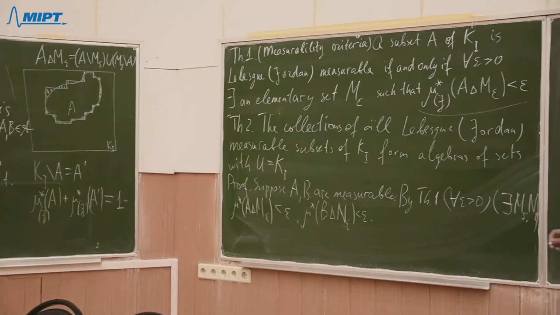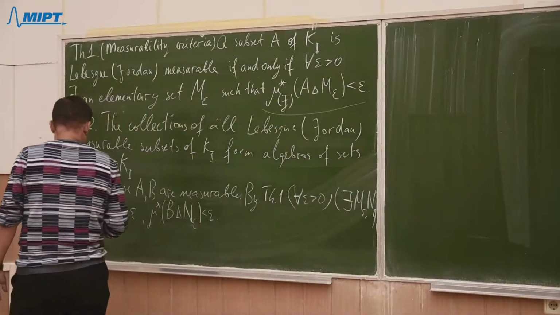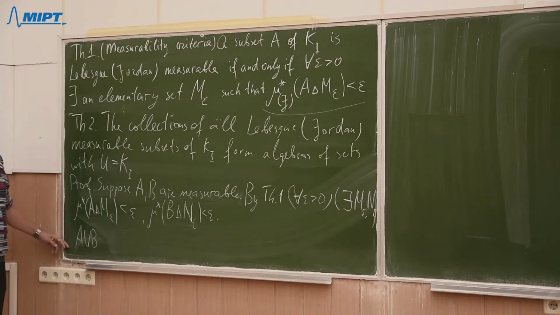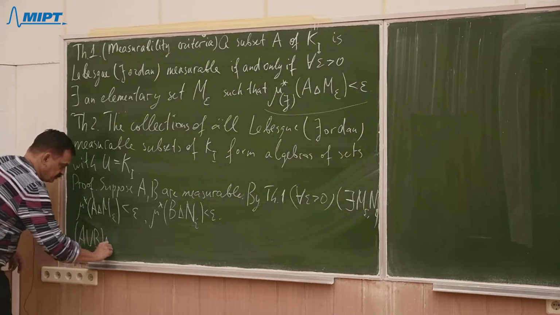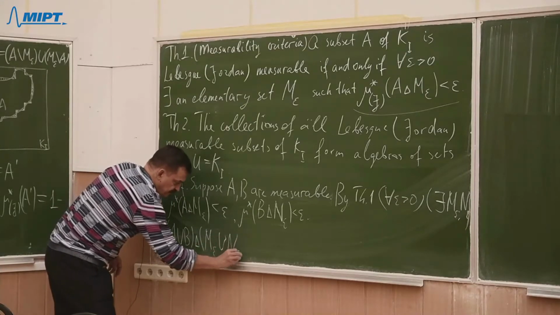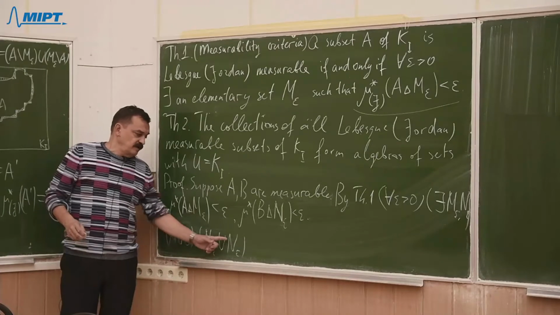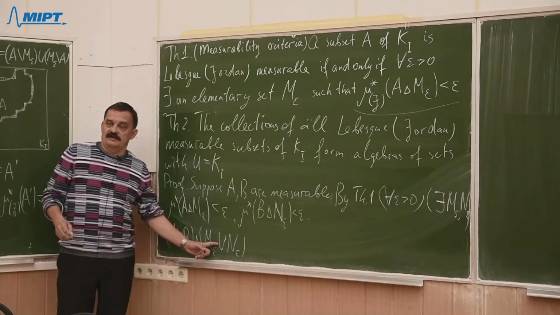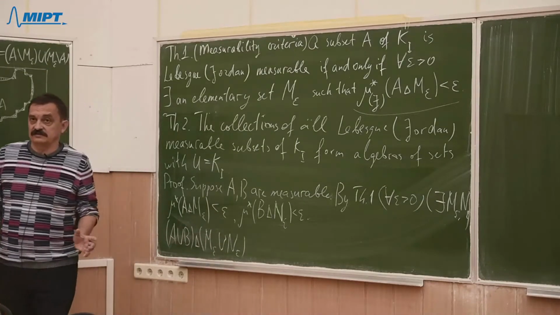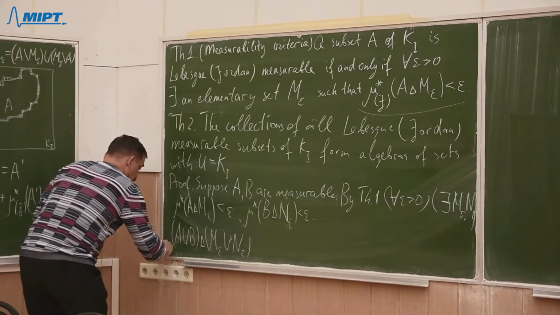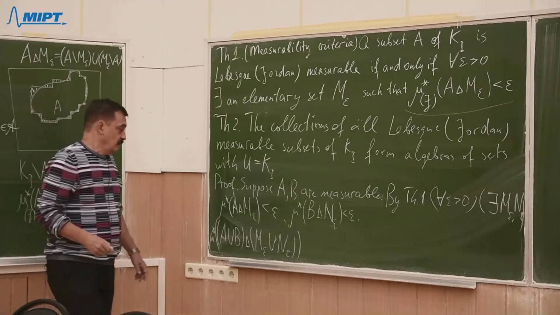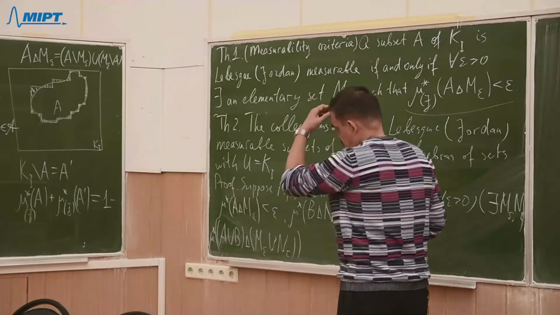Then what will we do? I want to prove that the union is measurable. For that reason, I'll consider the symmetric difference with the union of M_ε and N_ε. The union of two elementary sets is again an elementary set. I want to prove that this symmetric difference is small. What does small mean? The outer measure is small.